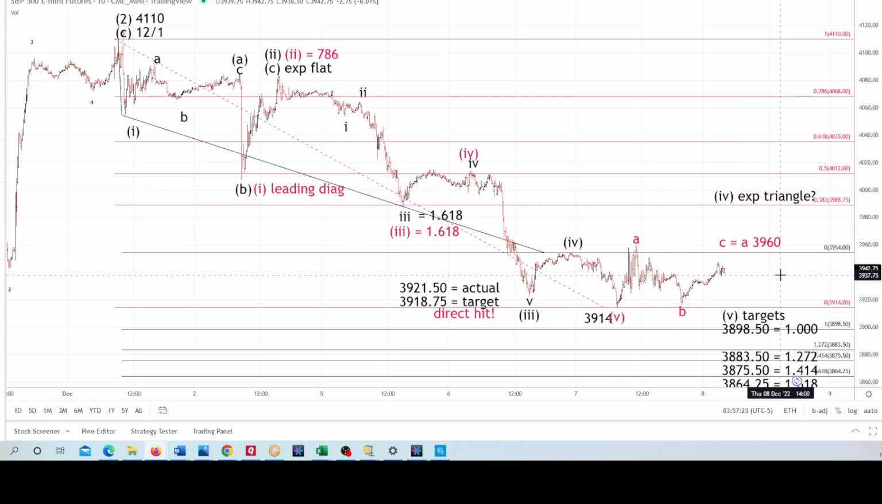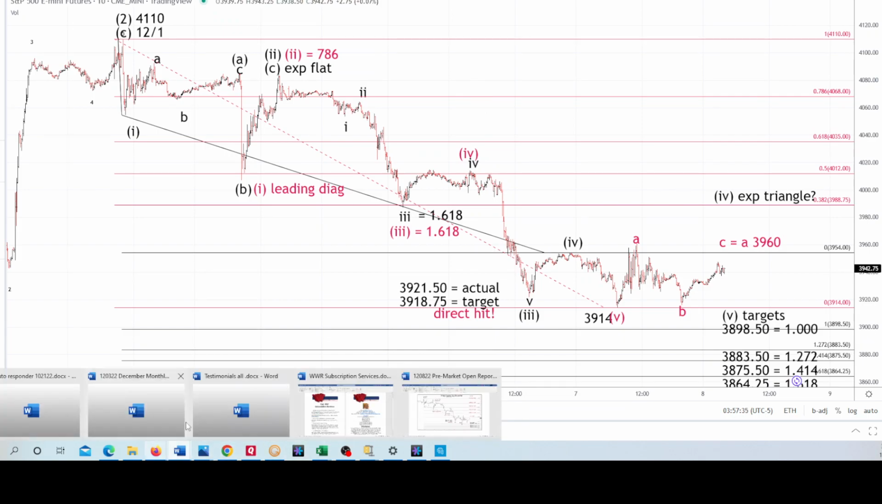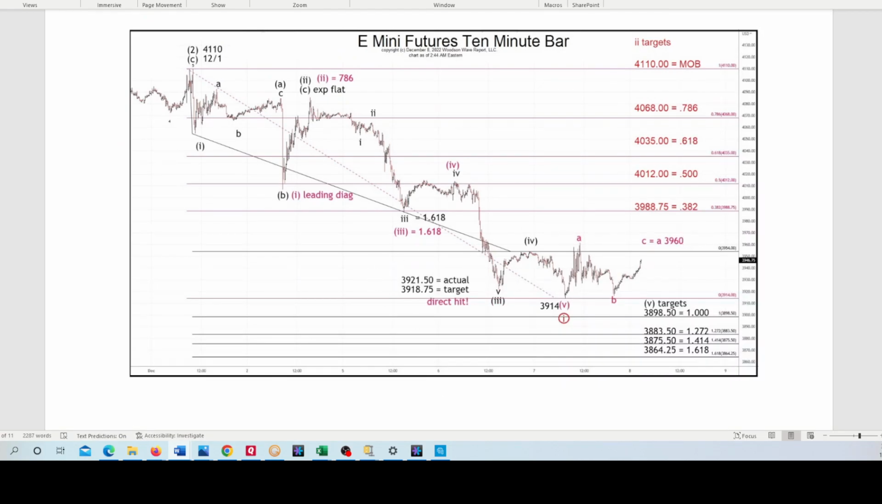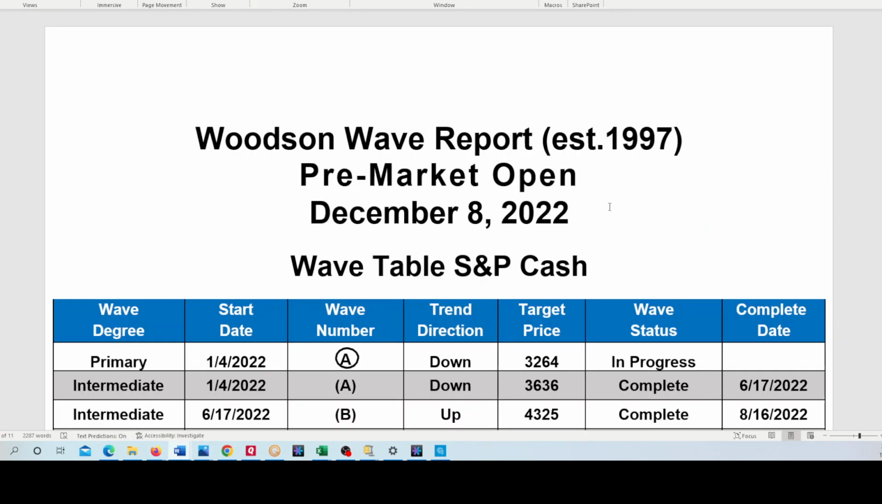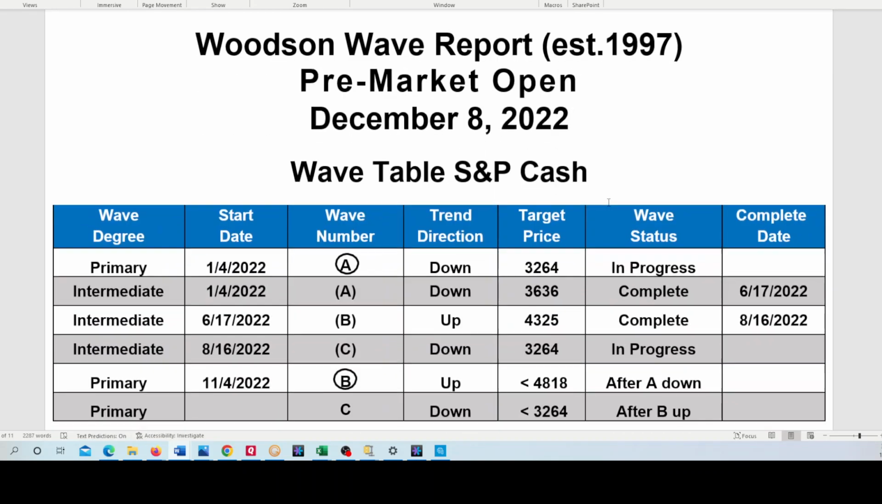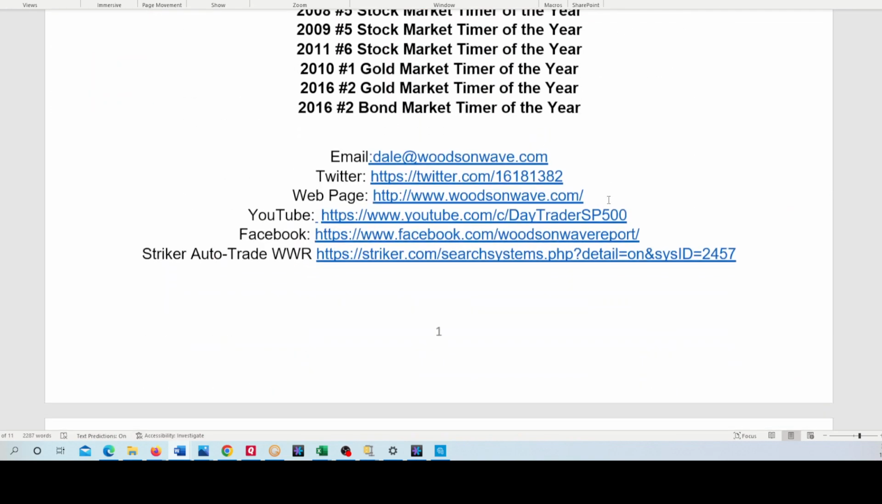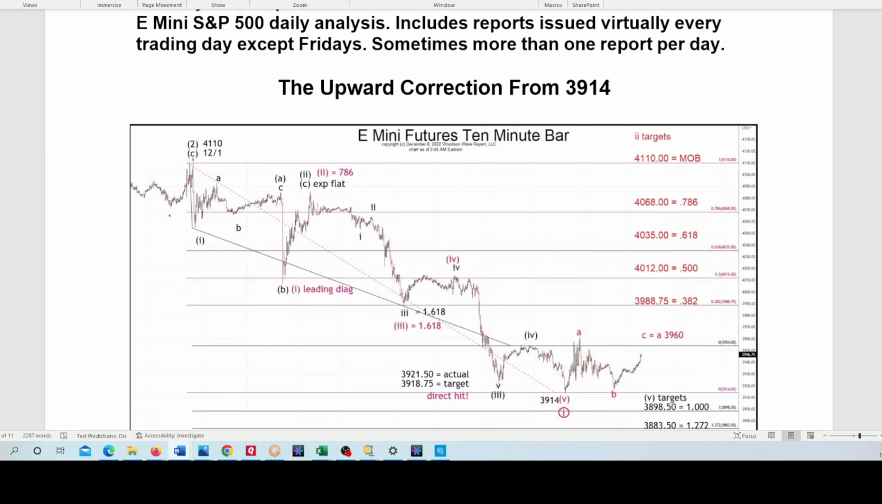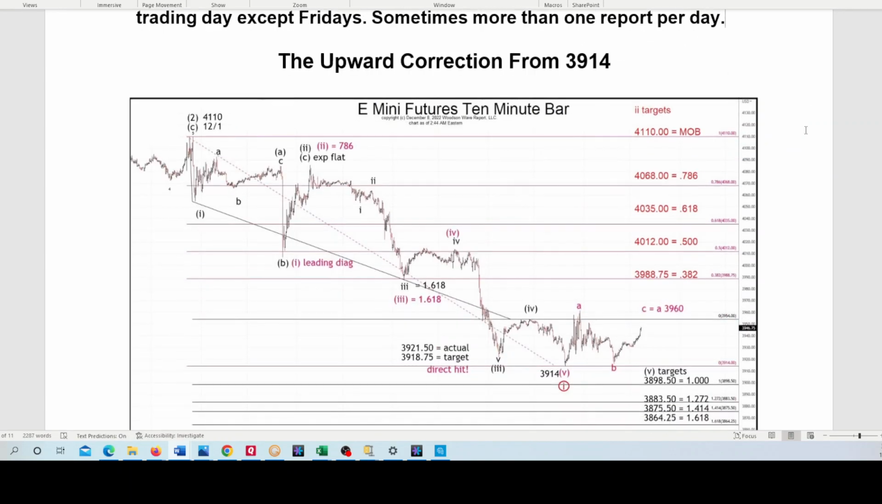Again, at least 2 different wave counts are in play here. I guess if you looked hard enough, you might even find a third. But here are our targets. Let me get a pic of that, or the report we put out earlier this morning, if you can believe that. Let me make sure I got the right one. December 8th pre-market open. I believe that was at 2 something a.m. Let me see here. Here is a correction. Yes, it's at 2:44 a.m. Eastern. So here is that chart.